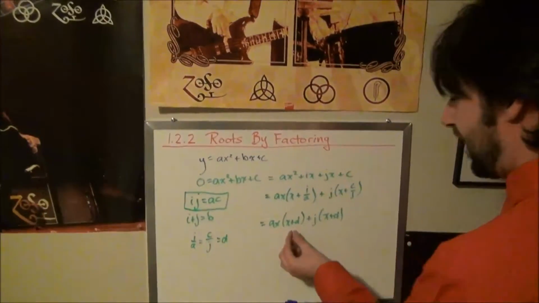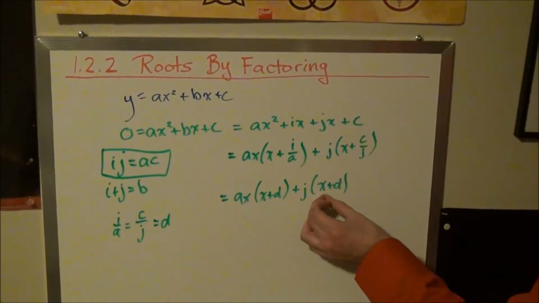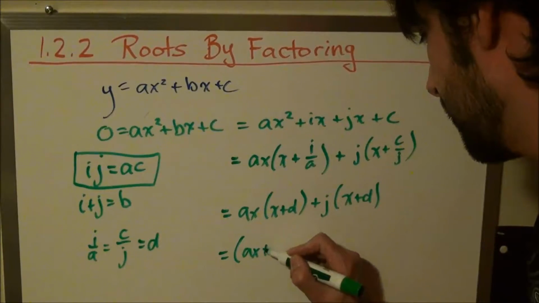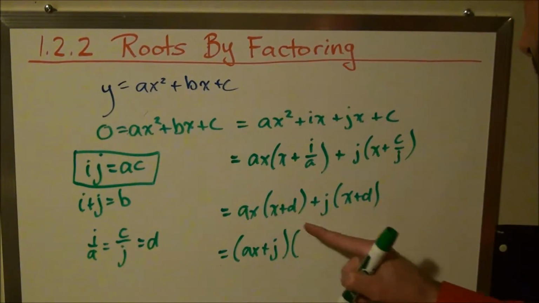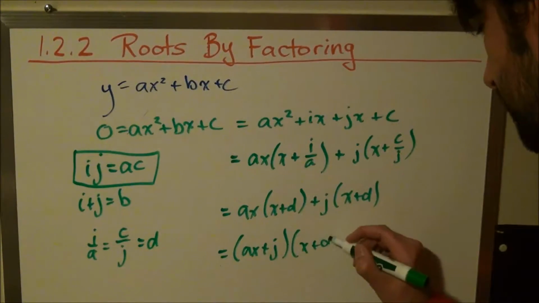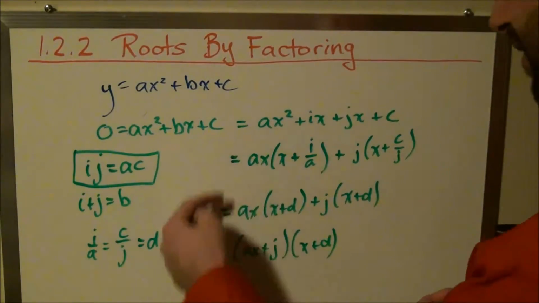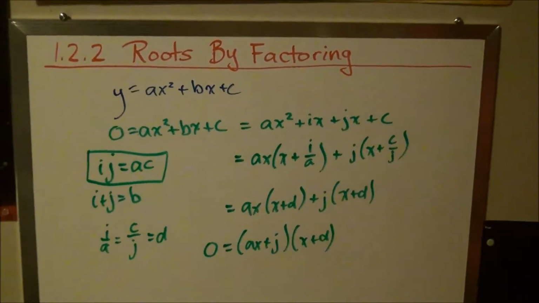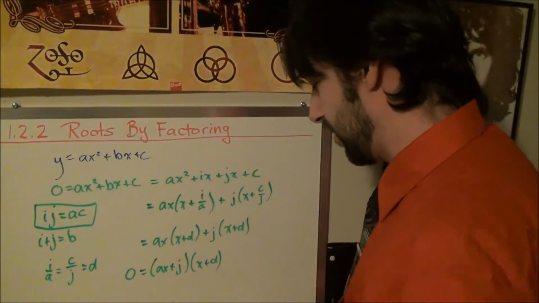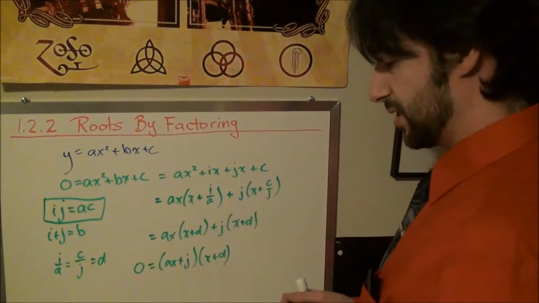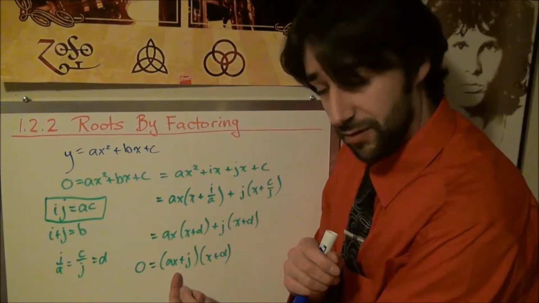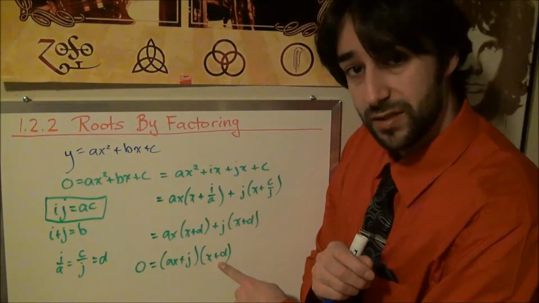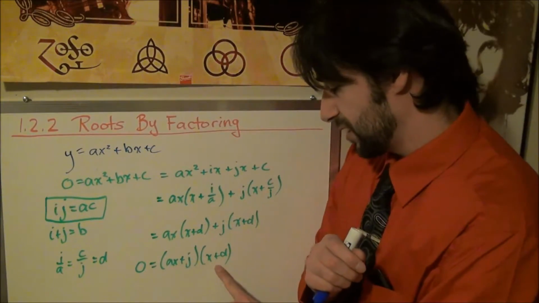Anyways, now that I have the same factor in both these terms, I can factor out that factor. So I'm going to get (ax plus j) times (x plus d). And, of course, this whole thing is still going to equal 0. Now, there are two conditions by which this can go to 0. In order for this to go to 0, we require either this term to be 0 or this term to be 0. Because if this term is 0, then whatever this term is, the whole thing will be 0, and vice versa if this term is 0.